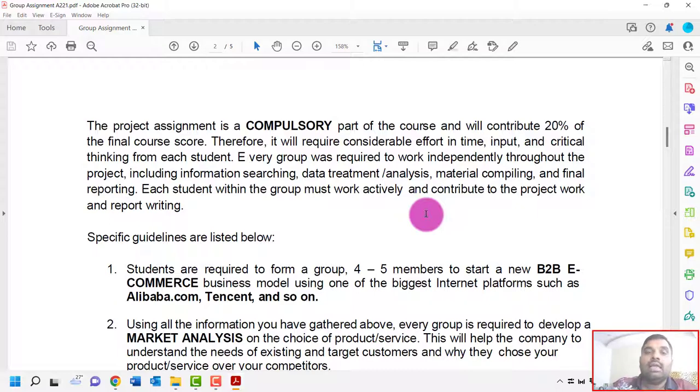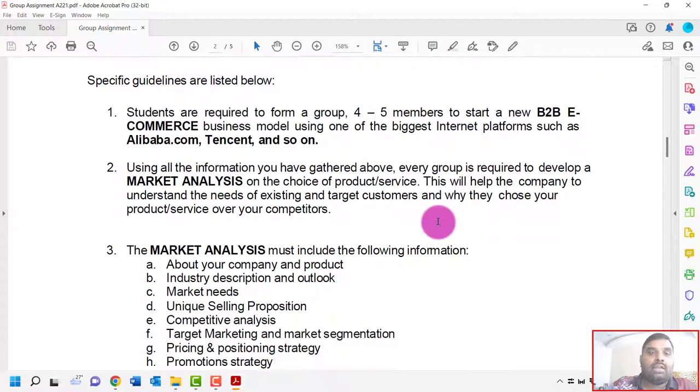And a specific guideline. Before I explain the assignment, let me explain the guideline you have to follow. First of all, your group must have only 4 to 5 members, to start a new B2B e-commerce business model. Basically, you have to prepare a business model for your business to business e-commerce using one of the biggest internet platforms such as Alibaba, Tencent, and so on. It means you have to think like a manufacturer, or a retailer, or an OEM manufacturer.